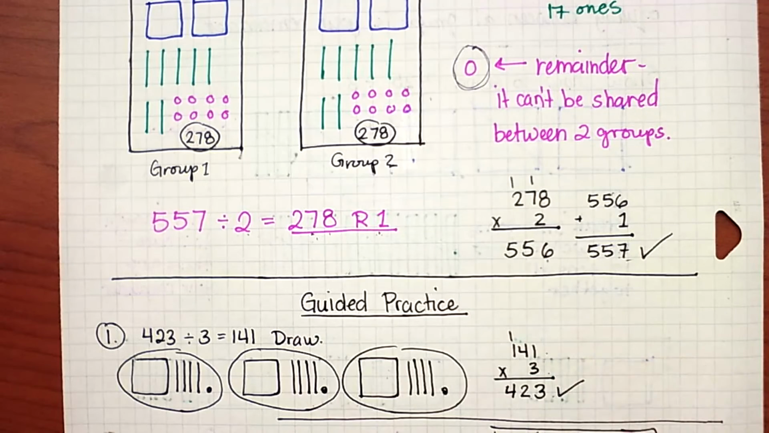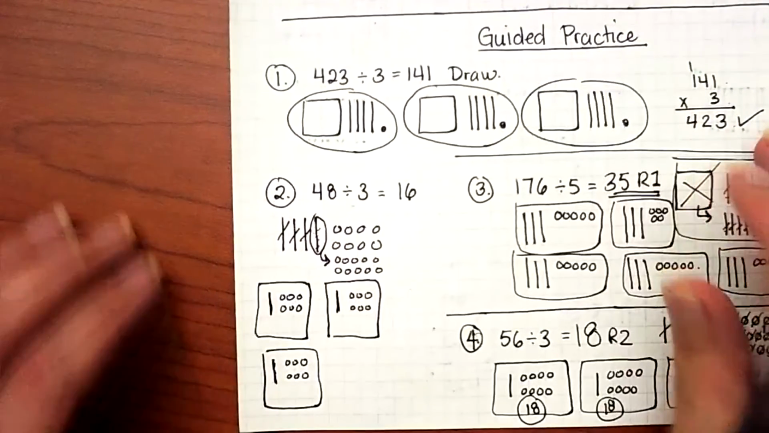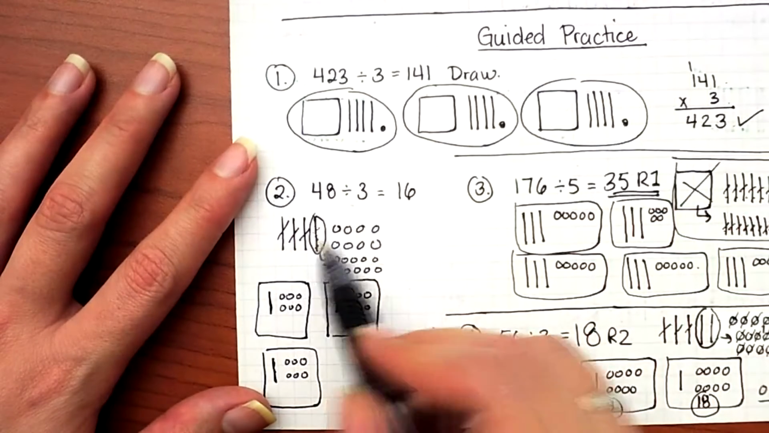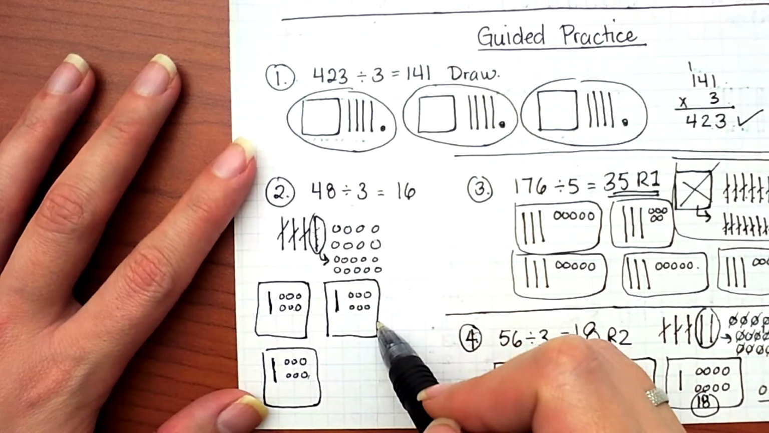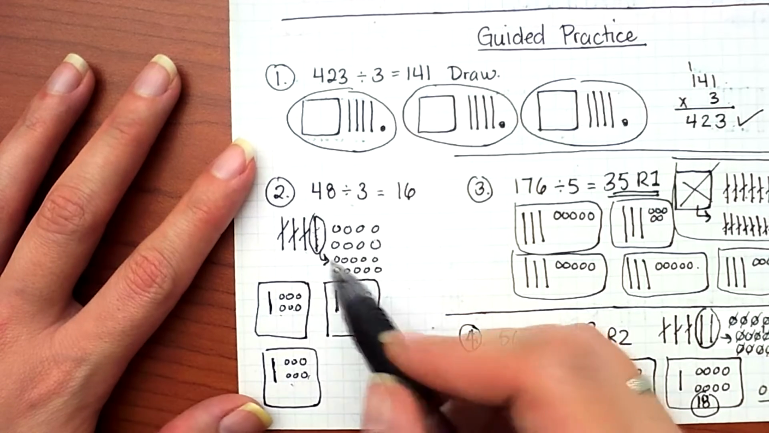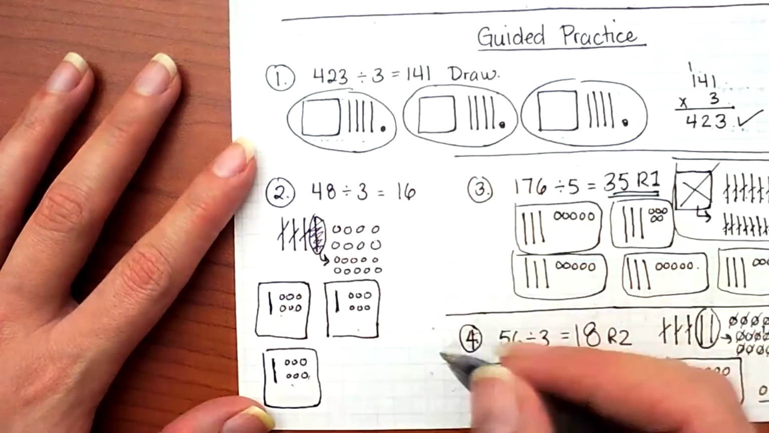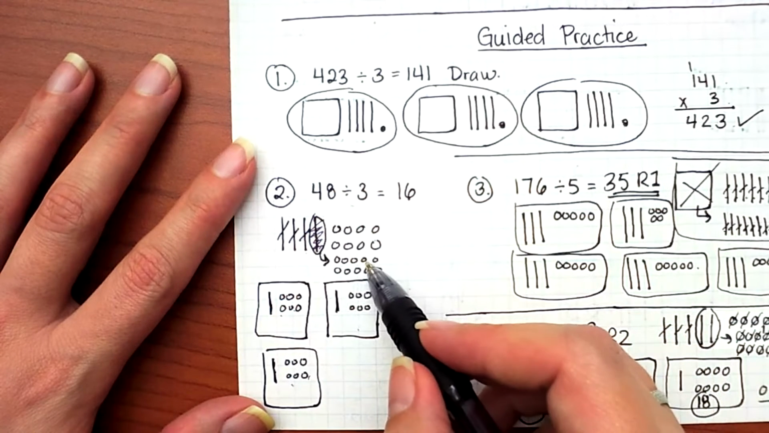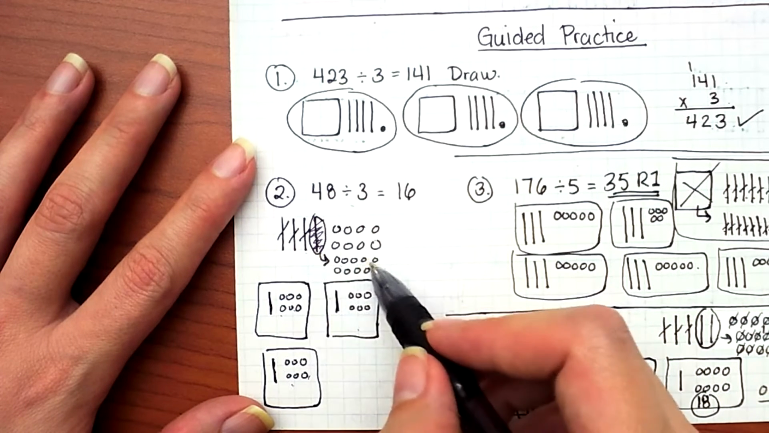Now for number 2, it said 48 divided by 3. We had to figure out how to draw and solve that. So I drew my 48 and I made my 3 groups down here. So I was able to share these 3 between the 3 groups, but that last one, I had to switch out, right? I broke apart that last one into 10 ones. So that last group of 10 that I had, I broke it into 10 ones.